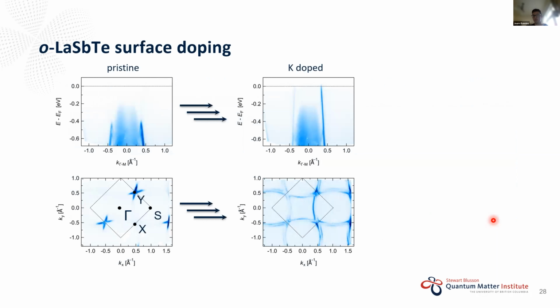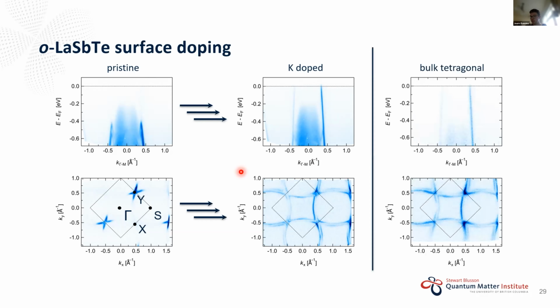You can see this also in terms of the Fermi surface. So again, here we start from the pristine Fermi surface with only two-fold symmetry, and then clearly after the potassium doping, we have restored four-fold symmetry, which is yet another hint that now at the surface, we have restored tetragonal symmetry as a consequence of electron doping. And we can compare this with the bulk tetragonal phase. So when we took different crystals that were grown in the electron-rich regime, you can see the clear resemblance between both the spectra and the Fermi surfaces.